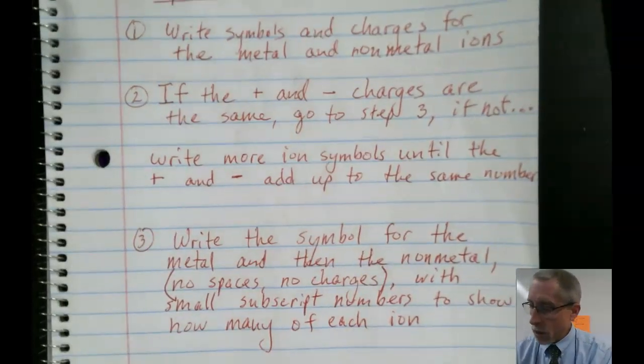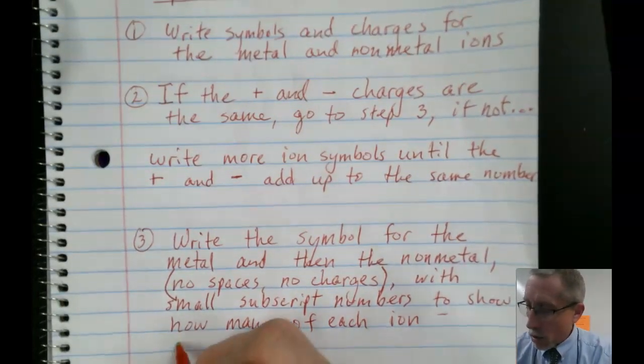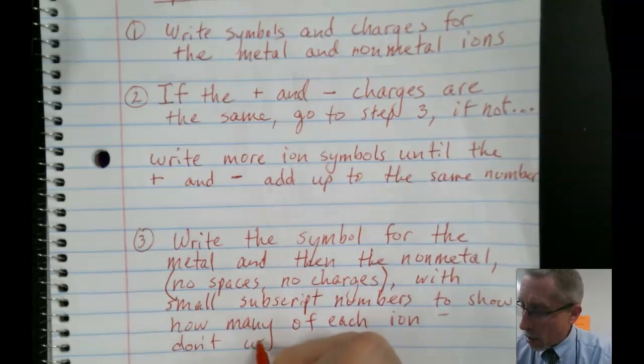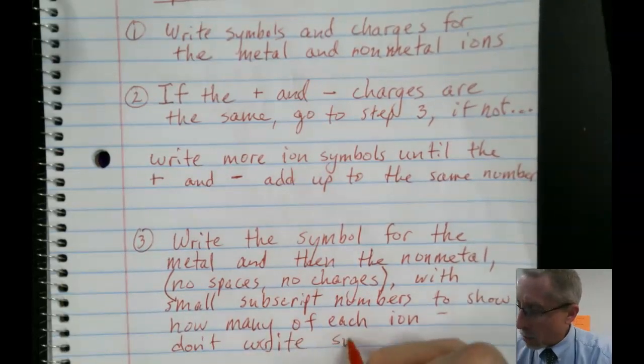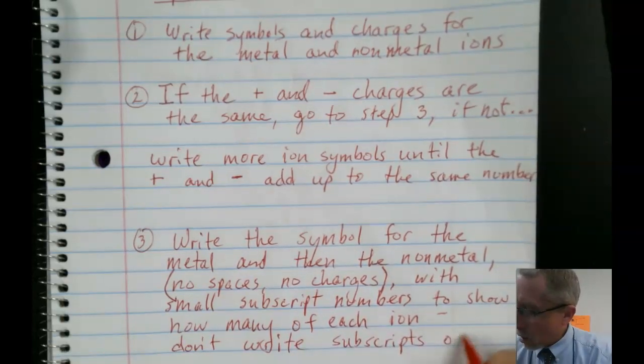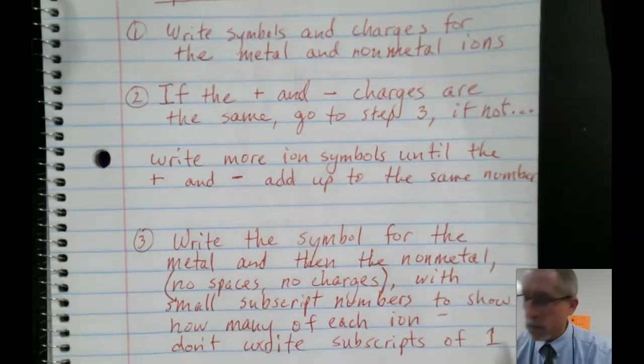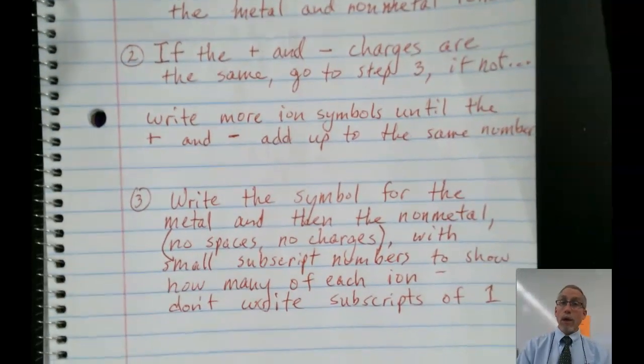Okay? I'm going to add here, don't write subscripts of 1. We never put a subscript of 1 in. If we don't write anything there, we mean 1. Okay?